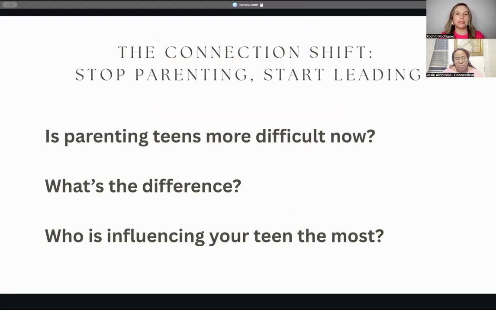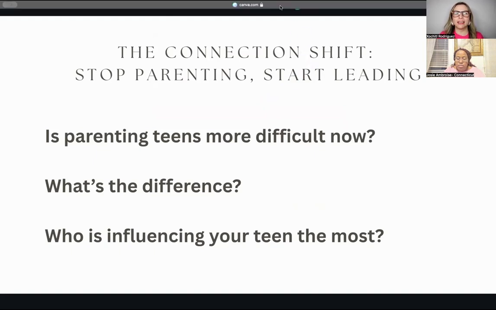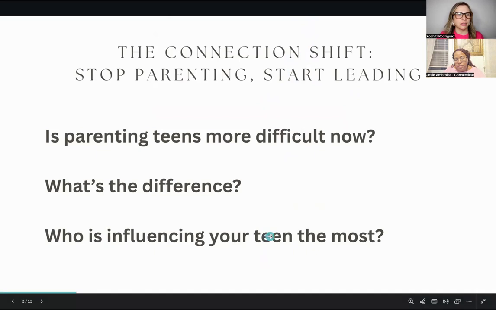So is parenting teens more difficult now? Is parenting teens more difficult now than it was 20 years ago or 10 years ago? What's the difference? Who is influencing your teen the most? What do you think? I don't wear glasses, so you might not be used to me wearing them, but I'm going to wear them for this because I want to take a look at the chat so that we can have this conversation. So let's see. Where's the chat? There we go. Okay. So yes, millennials are mouthy.